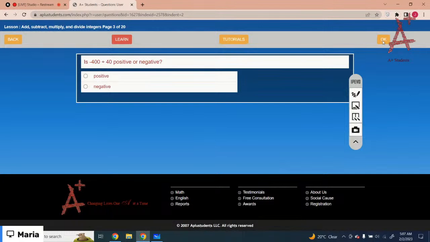Is negative 400 divided by 40 positive or negative? So you are dividing two numbers that have opposite signs. Got it? So the answer must be negative. Both the numbers have different signs, so the answer must be negative.